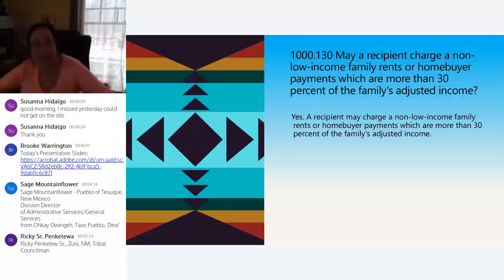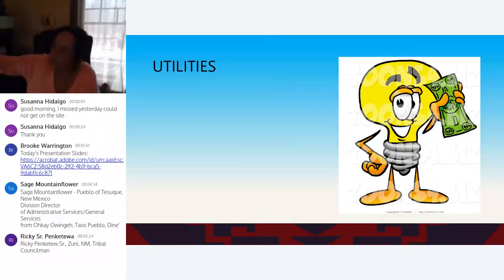If I went to the regs at 1,130, it's in a question and answer format. Sometimes they don't ask the question that you want, and you've got to move to the statute or some other place for the guidance. May a recipient charge a non-low income family rent or home buyer payment more than 30% of the family's adjusted income? The answer in the regs is yes. A recipient can charge a non-low income family rents or home buyer payments which are more than 30% of the family's adjusted income. Okay, so that's how the regs actually read.